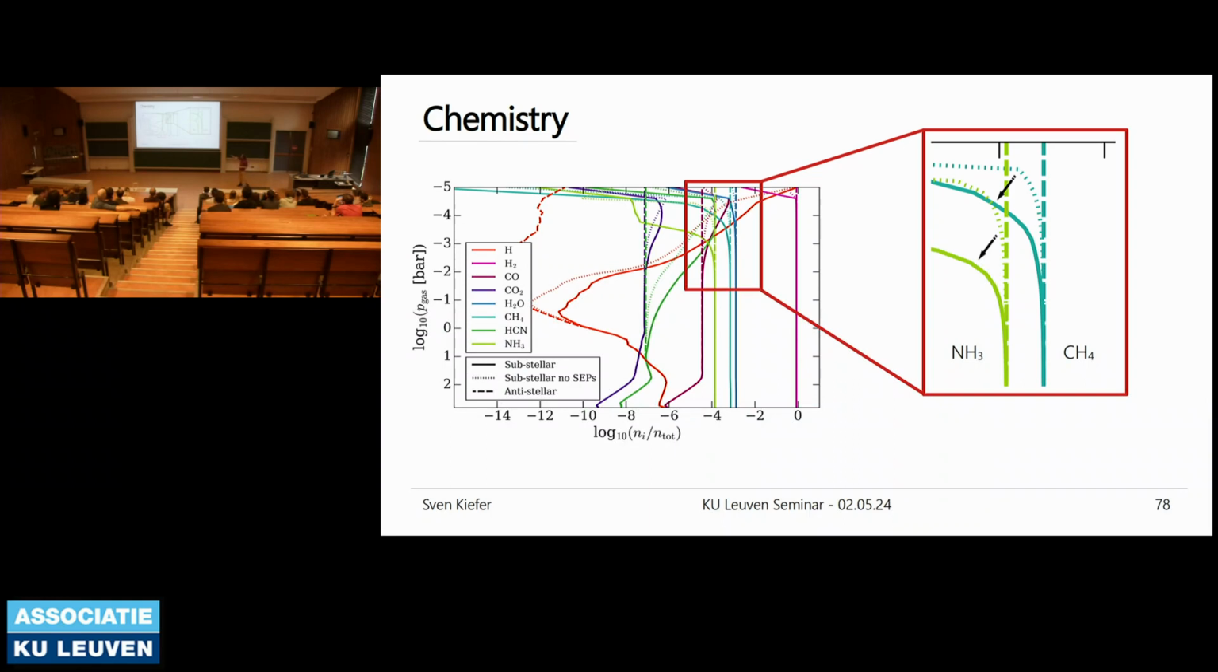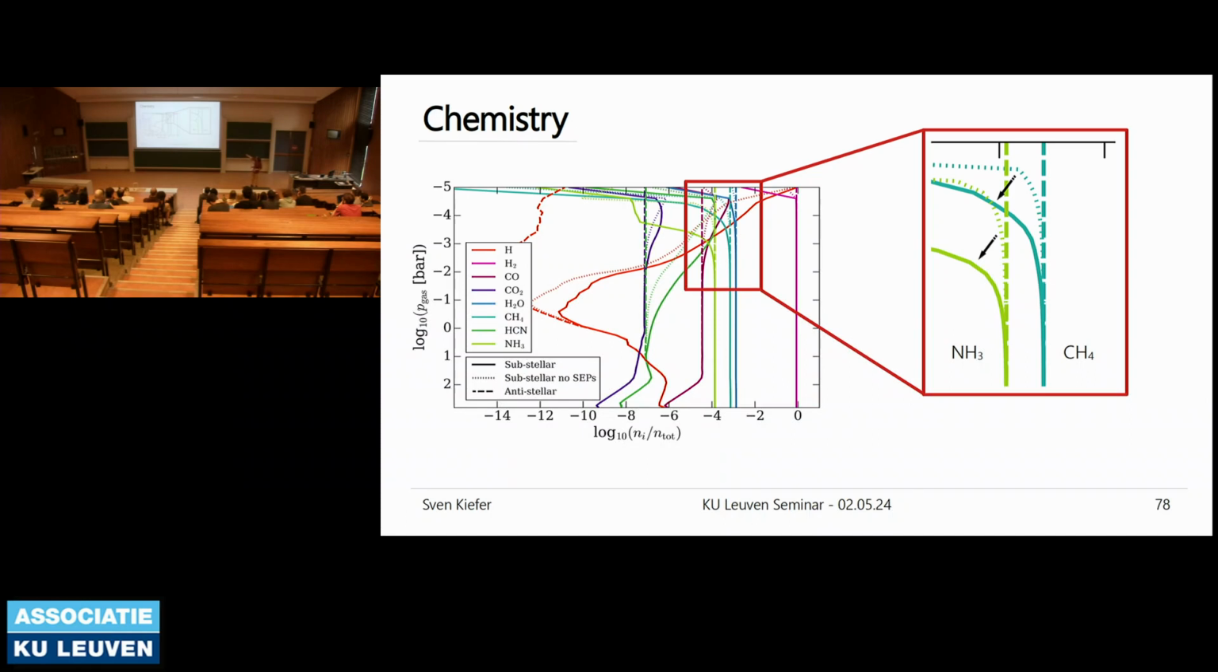There's a lot of things going on, but basically this is, again, higher up in the atmosphere, lower in the atmosphere, and how much we have of something. Now, let's just focus here on CH4 and NH3. What you can see is this line here is the night side, so there's no photochemistry, no stellar spectrum. The dotted line here is just photochemistry, but no stellar energetic particles. And the full line is everything together, so here we have photochemistry and stellar energetic particles.